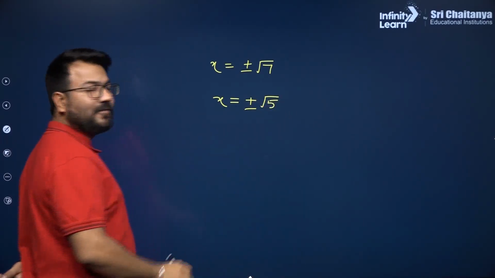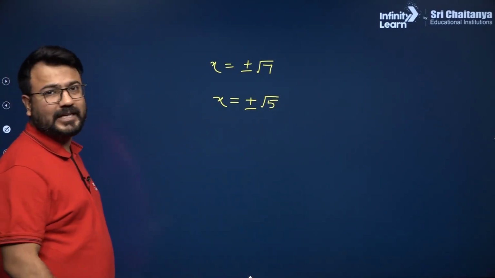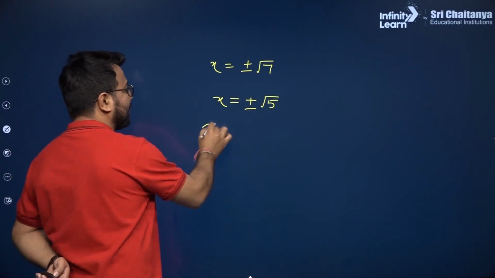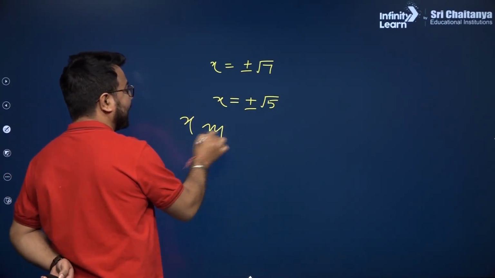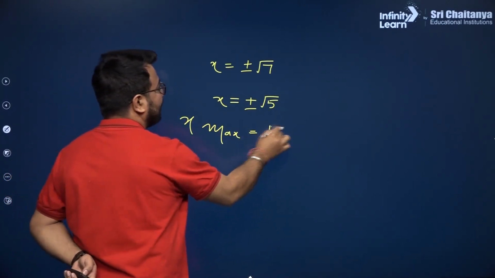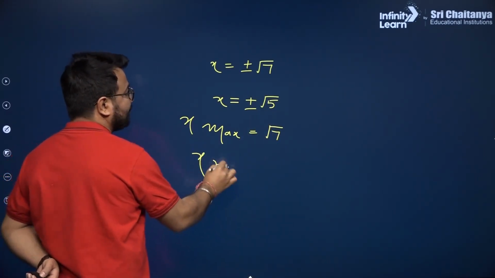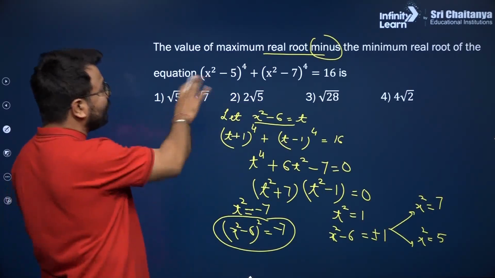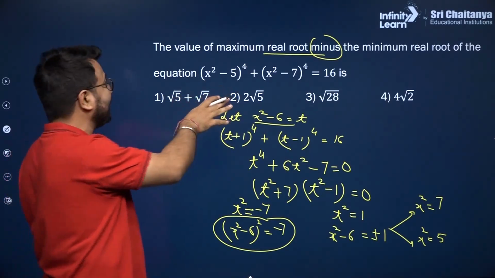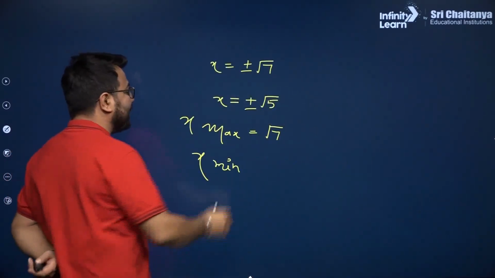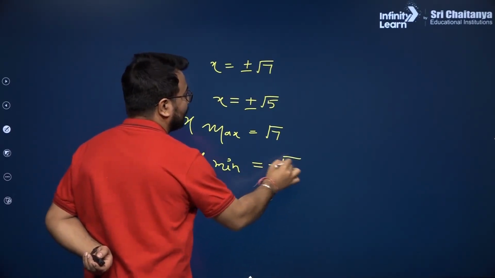So these are the real values of x that we are obtaining, out of which the maximum value of x, that means x max, will be square root of 7, and the minimum value of x, x min. Okay, they haven't told about the positive or the negative, only the maximum and the minimum. x minimum will be negative root 7.